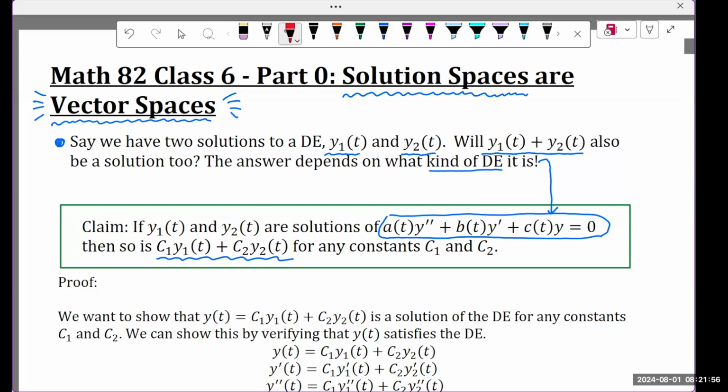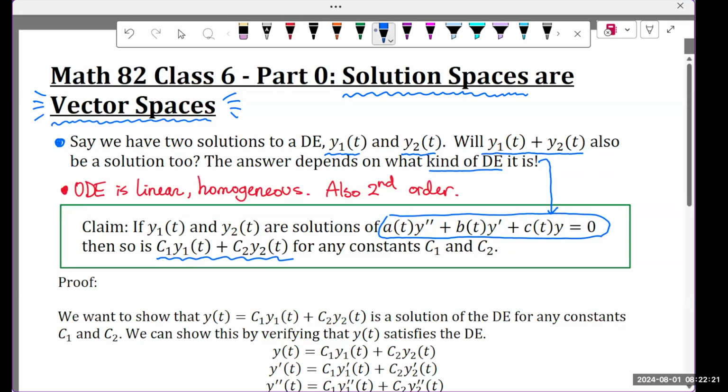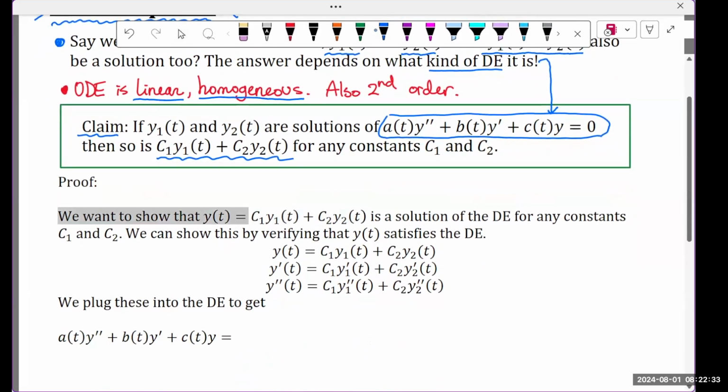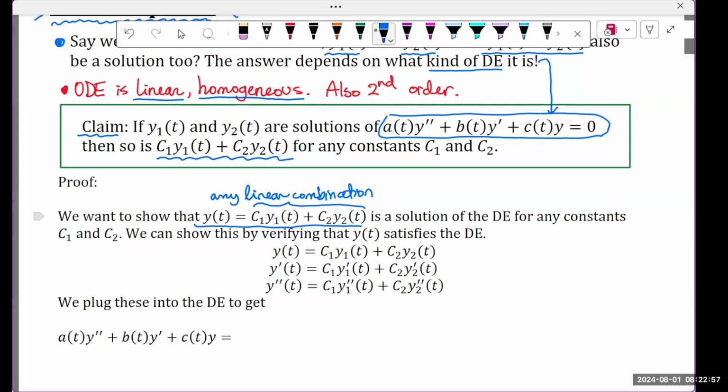What are the key features of this differential equation? Remember, here's where our categorization comes in handy. The key important features are that it is linear and homogeneous. All right, how do we prove this claim? If we want to show that any linear combination of two solutions you give me is also a solution, then what we're going to have to do is take that linear combination, which we are naming function y, and simply plug it back into the ordinary differential equation and verify.